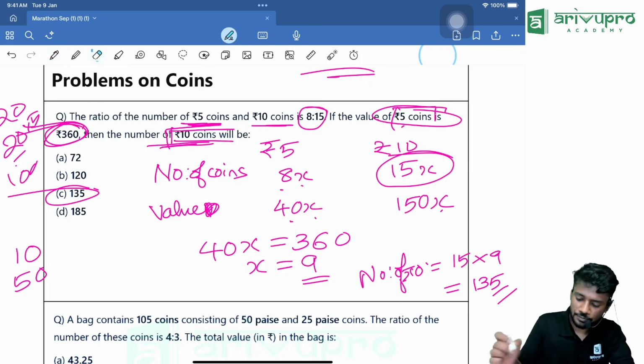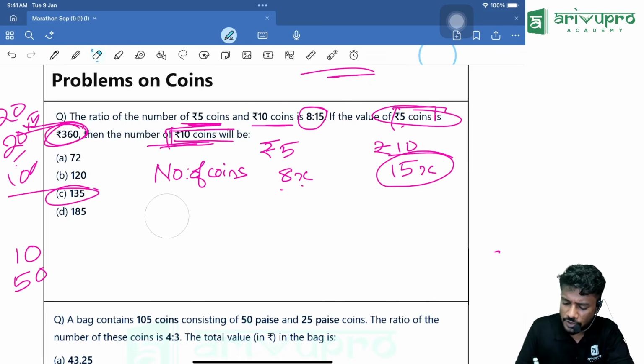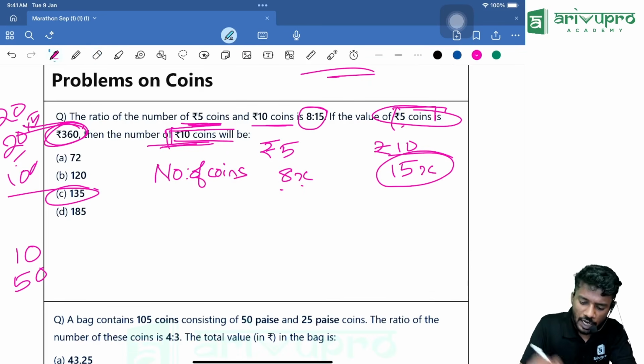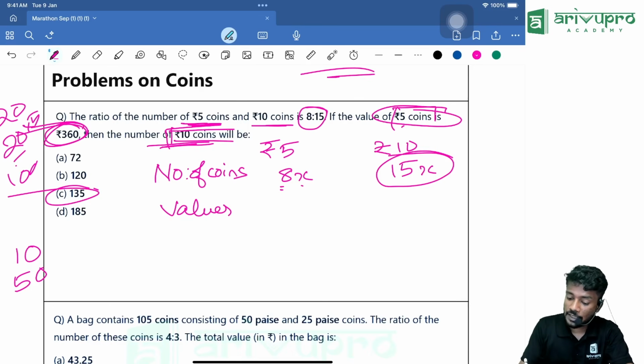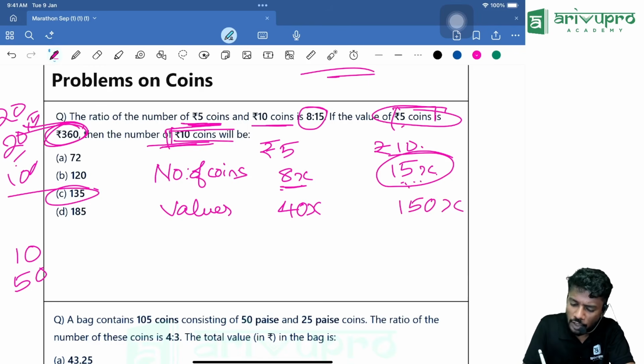Here, did you understand this? After that, we are writing values. For example, if you have 8 5 rupee coins, the value is 40. But here it is 8x, so the value of 8x 5 rupee coins will be 5 into 8x, that is 40x. Then the value of 15x 10 rupee coins will be 150x.